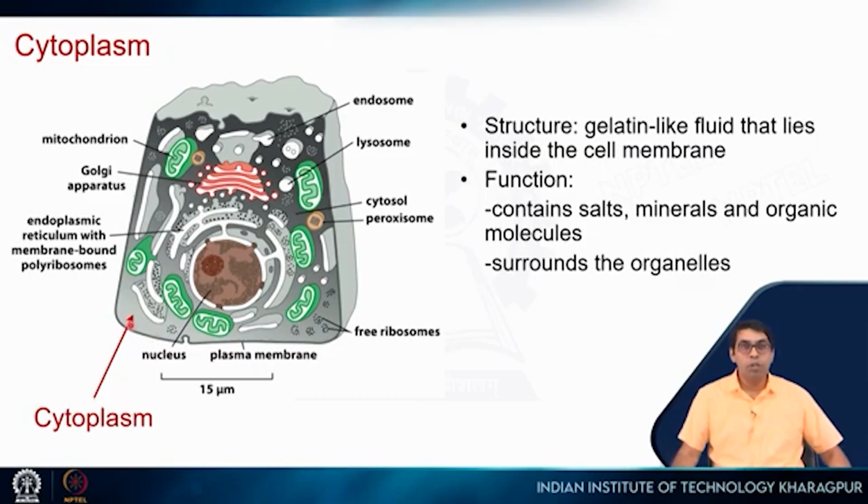So, quickly I will go through these different cellular compartments. So, cytosol is the rest of the cell, right, inside the plasma membrane. It is a gelatin-like fluid that lies inside the cell membrane. Its function is that it contains all the salts, minerals and organic acids, and this is the place where a lot of biochemical reactions happen. So, it surrounds all these organelles.